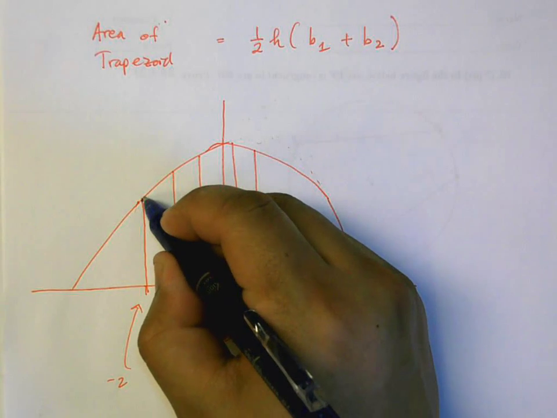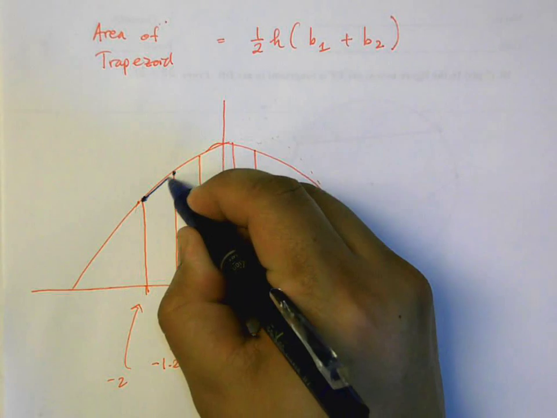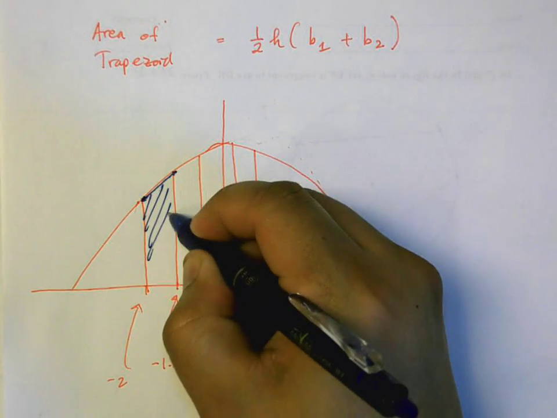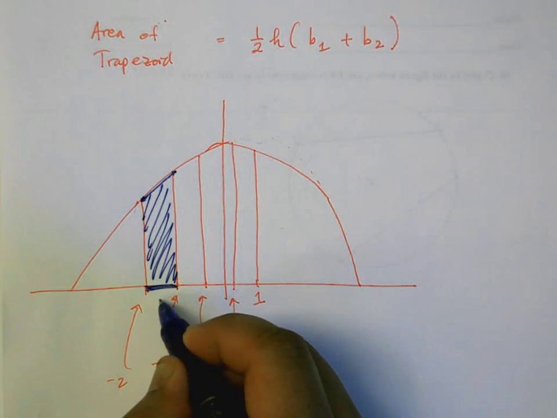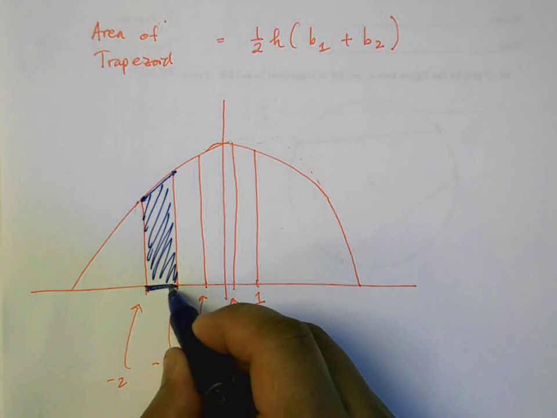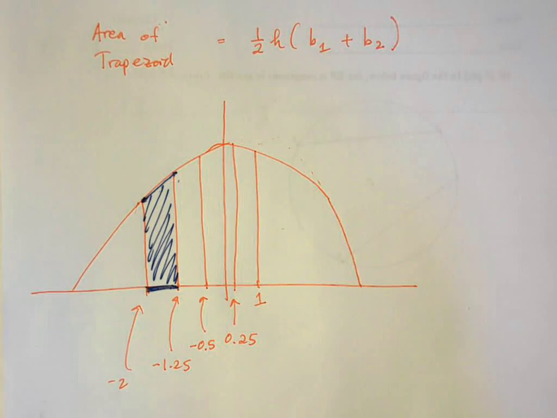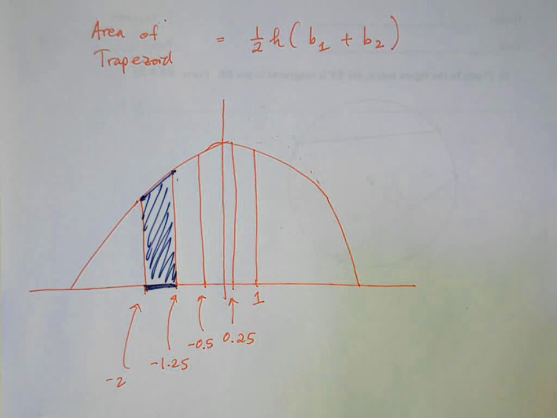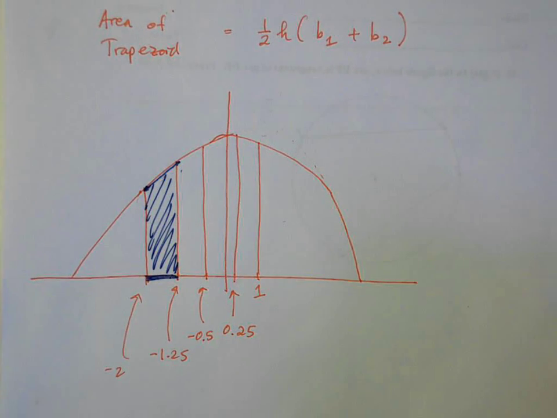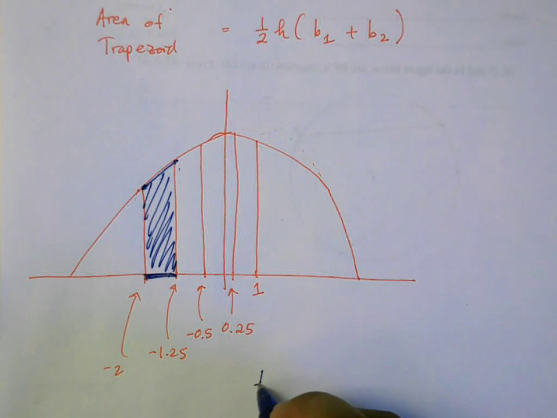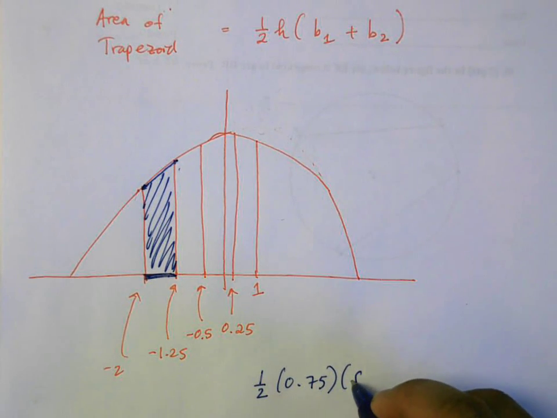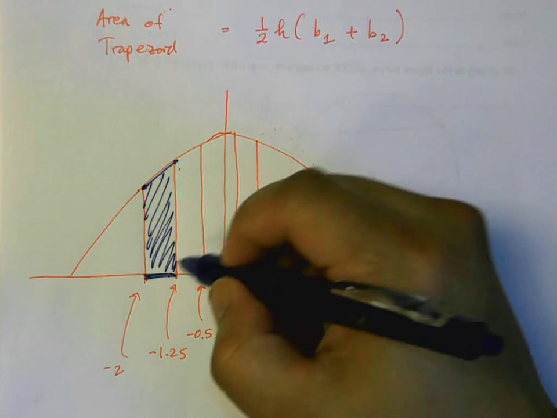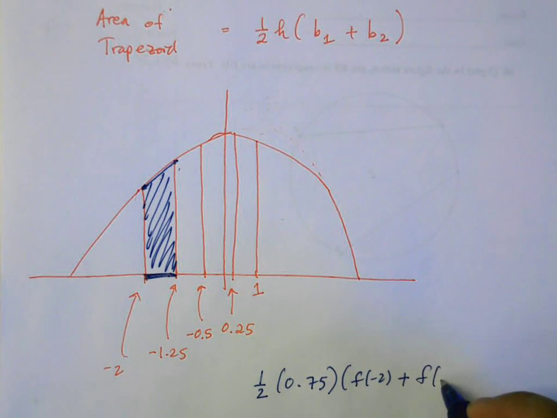We're going to connect these two points here with a straight line, and this is going to be our first trapezoid. This right here is actually the height. This horizontal line and the two vertical lines are the bases, and the reason we know that is because in a trapezoid the bases have to be parallel to each other. So the area is going to be 1/2 the height, which is 0.75, times base 1, which is f of -2, plus f of -1.25.